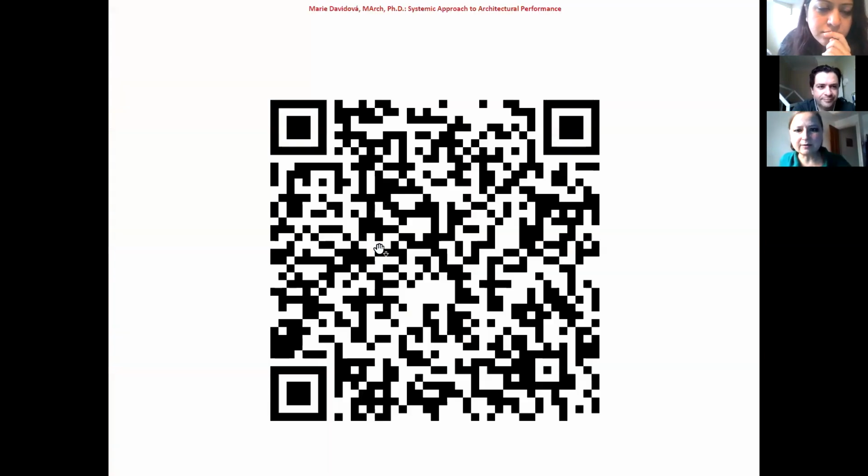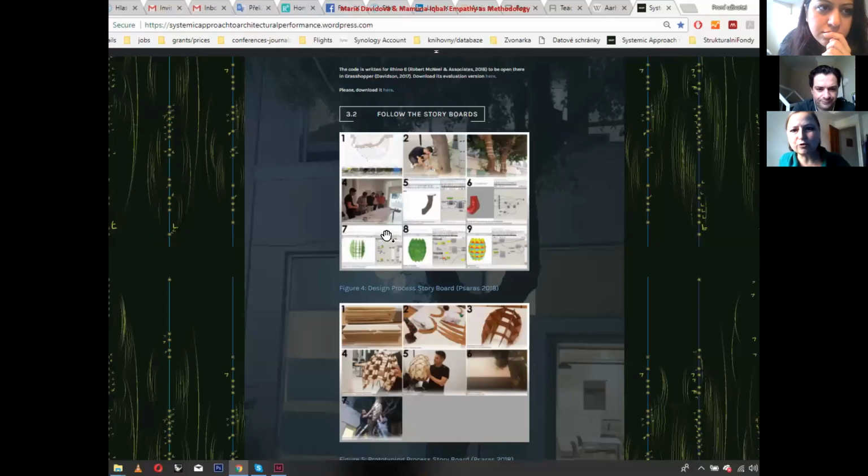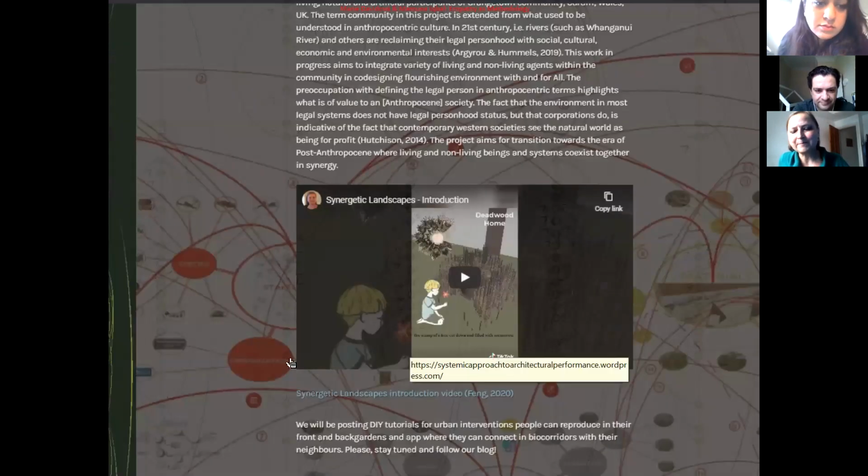We engrave the QR codes. And if you get to the QR code, you get to our website where you have a recipe for DIY, do it yourself, so this design is generative. You explain why this project is important, and people can actually reproduce your design themselves in their front and back gardens, or wherever communities can do that together.